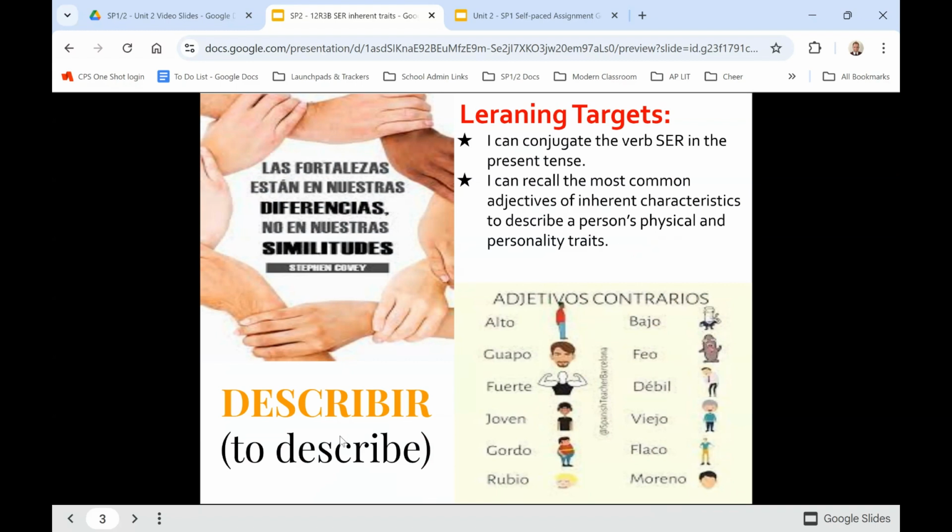El verbo de hoy es describir, to describe. Y la cita dice, las fortalezas están en nuestras diferencias, no en nuestras similitudes. Strength is in our differences, not in our similarities.